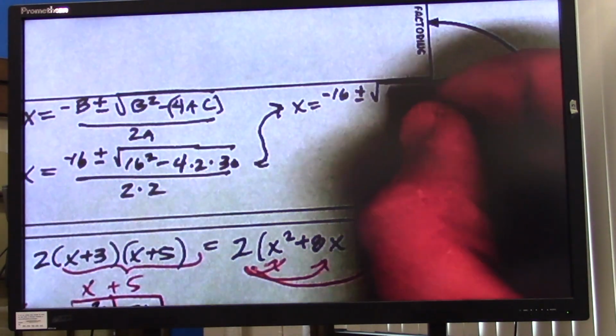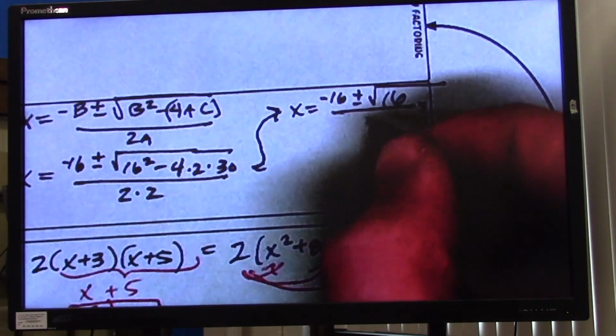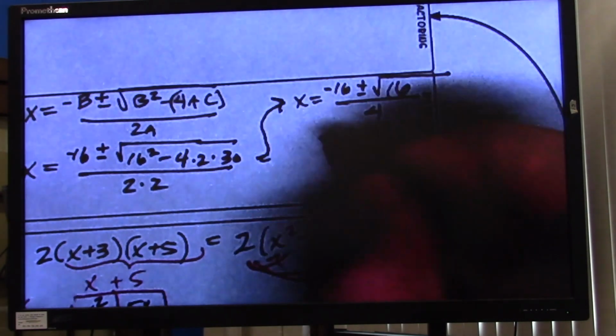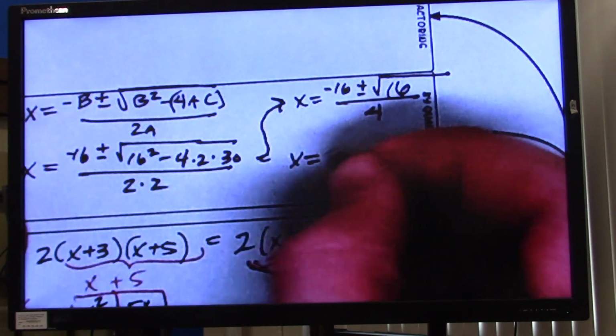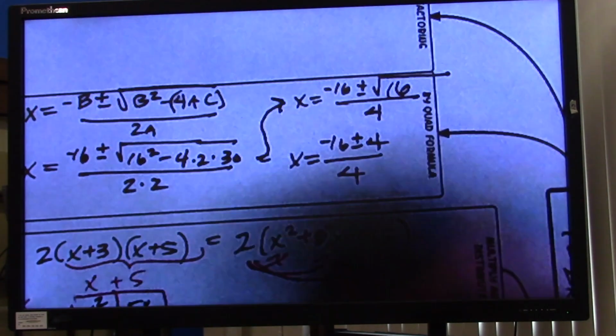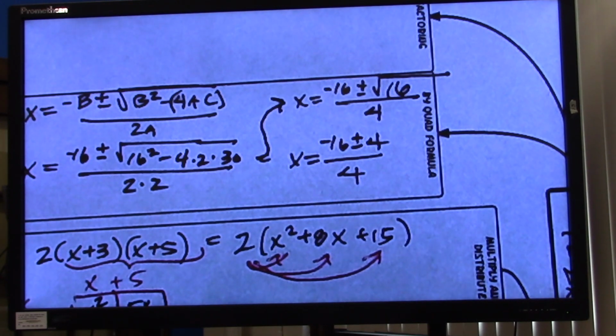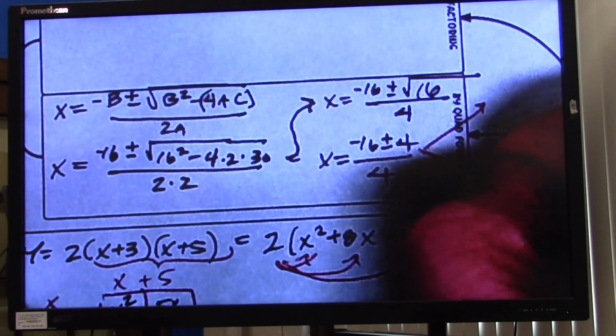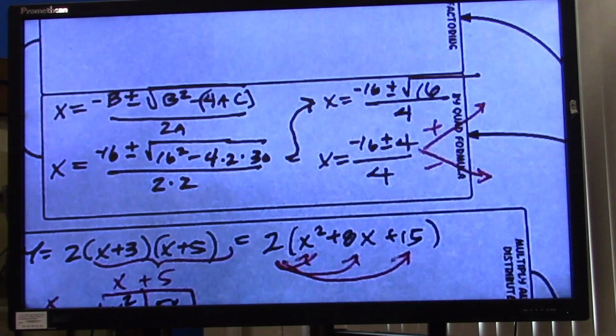So this is going to be negative 16 plus or minus the square root of 16. A lot of 16s in here. Divided by 2 times 2, 4. The square root of 16 is, of course, plus or minus 4. And now, really nothing was different until this point. We're going to do it once with the plus right there, and then we'll do it again with the minus there. So you'll do it once with the plus and once with the minus.